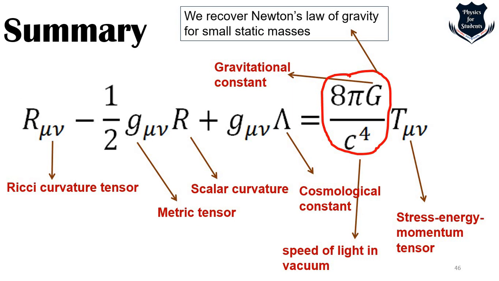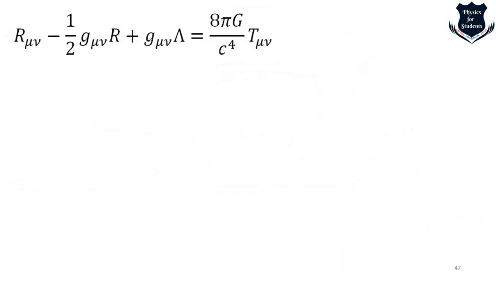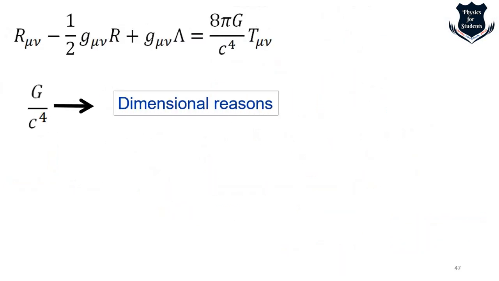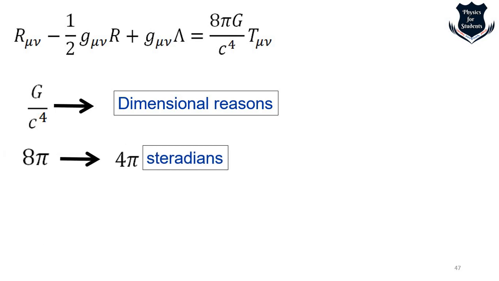What I'm trying to tell is that Einstein's field equations, under certain conditions, reduce to Newton's law of gravity, and Newton's equations, once moving into the relativistic arena, expand into Einstein's. So both of them are complementary to each other. Now, if we take this equation and follow this G by c⁴, this is for dimensional reasons. If you remove G by c⁴, the entire equation falls apart. And this 8π is the 4π for the steradians. So that is how the 8π comes.